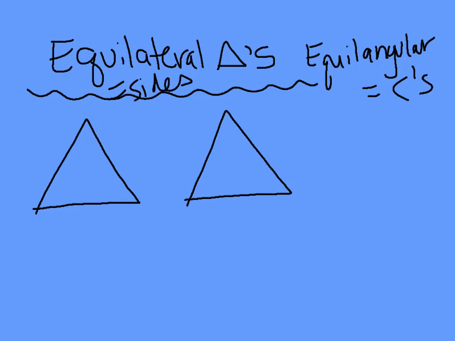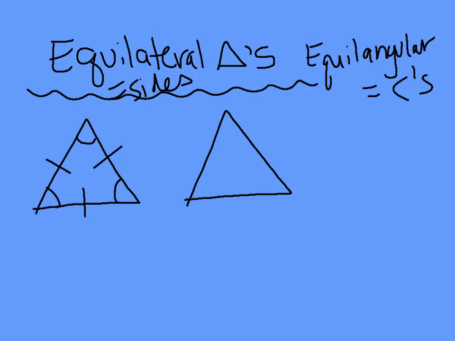So if, let's say, you look at a picture and you see that all of the sides are marked with the slashes, you can automatically go ahead and mark all the angles are congruent. Because if these are all equal, then these all have to be equal. So they all get marked with one swoop, meaning that they're all the same.